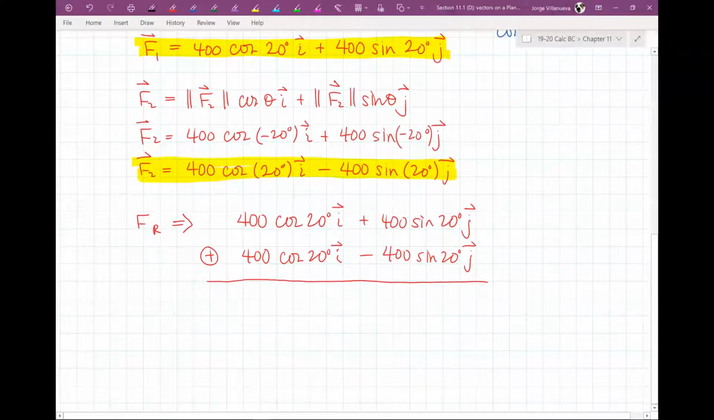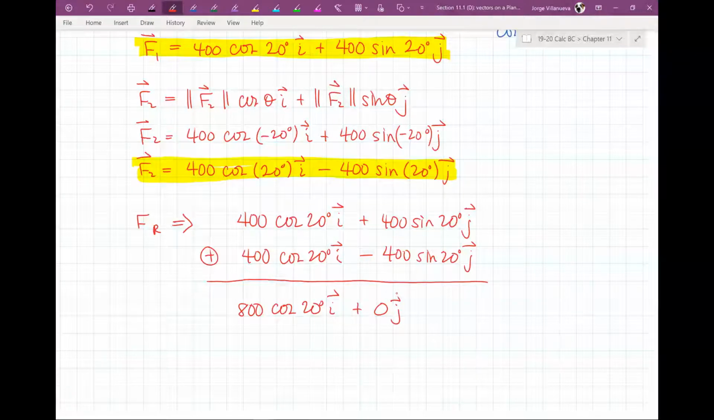Well, 400 cosine of 20 degrees i plus 400 cosine of 20 degrees i is going to be 800 cosine of 20 degrees i. Now, positive 400 sine of 20 degrees j minus 400 sine of 20 degrees j is going to be 0 j. In other words, there's no vertical component to this. This is only moving horizontally. There is no vertical portion, so you can cross this out.